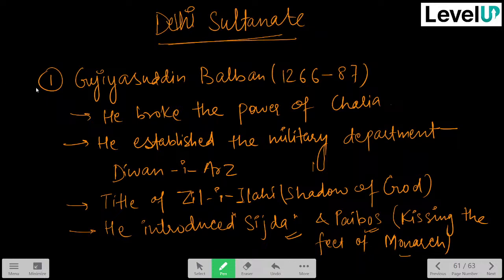So who introduced this? Ghiyasuddin Balban. He ruled the Delhi Sultanate with an iron hand, a very tough hand, right? He did not give any room to the nobles, so that they could not stage a coup against Ghiyasuddin Balban.